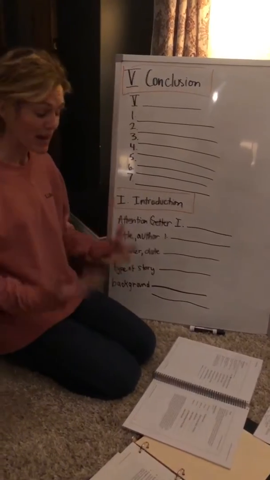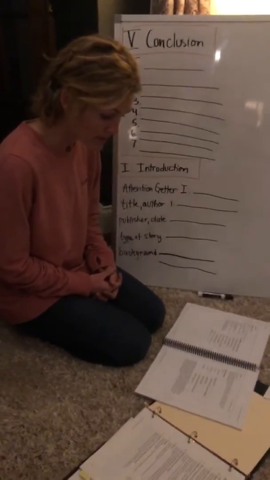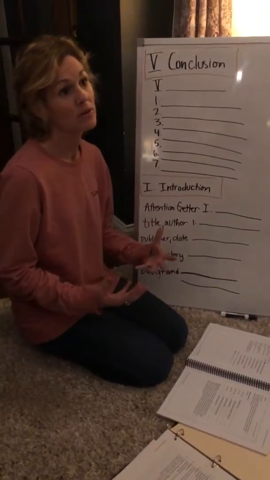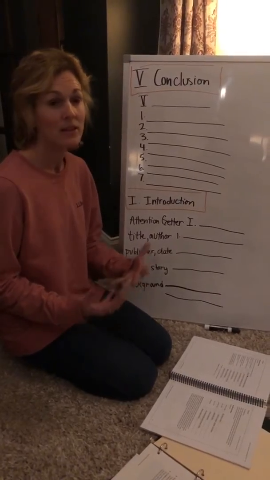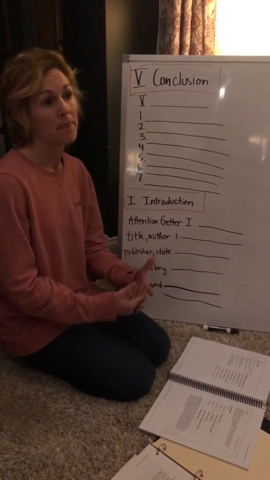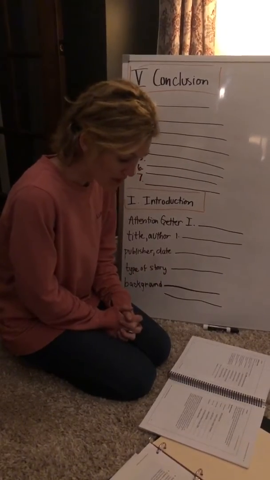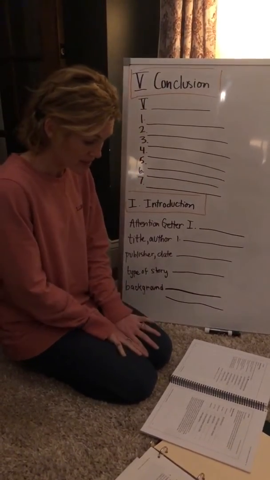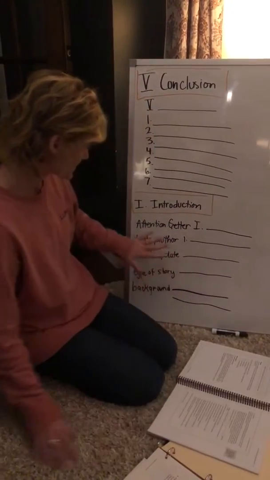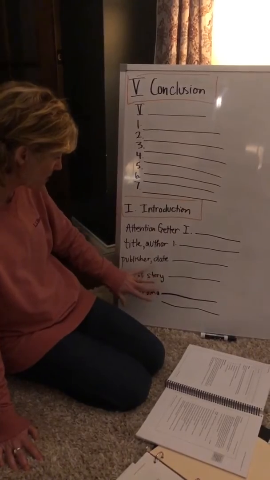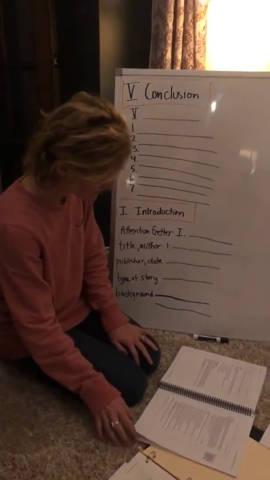Then you give some background about the story, the author, and his or her literary time. So you're just giving more information about the story, what type of story, the author, their background, the publisher, and the date of the publication, okay? So that's all here: title, author, publisher, date, the type of story, and the background information.